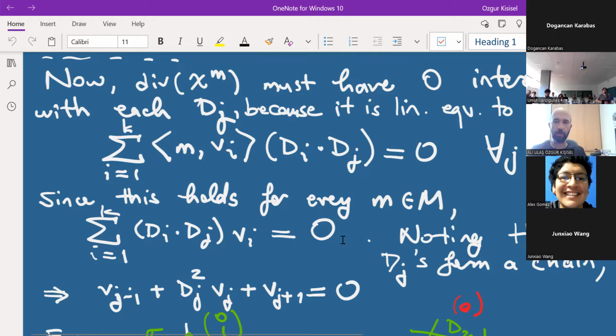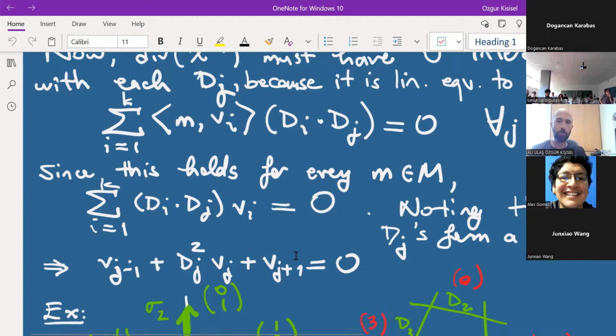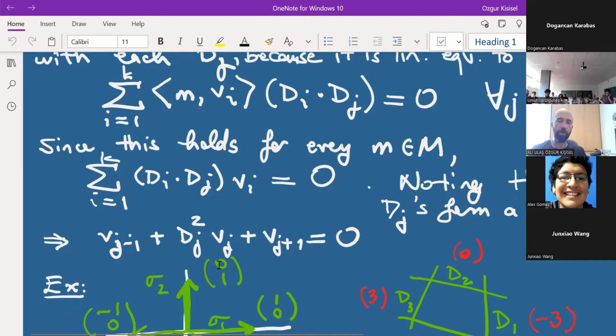Now, this is a vector relation. And noting that dj's form a chain, dj intersects only 3 things: the one before it, the one after it, and exactly dj. So that gives this relation vj minus 1 plus dj square vj plus vj plus 1 equals 0 for every j. And since you already know the v's, from here you can deduce what the self-intersections should be. So this relation already appeared in Travis Mendel's talk.